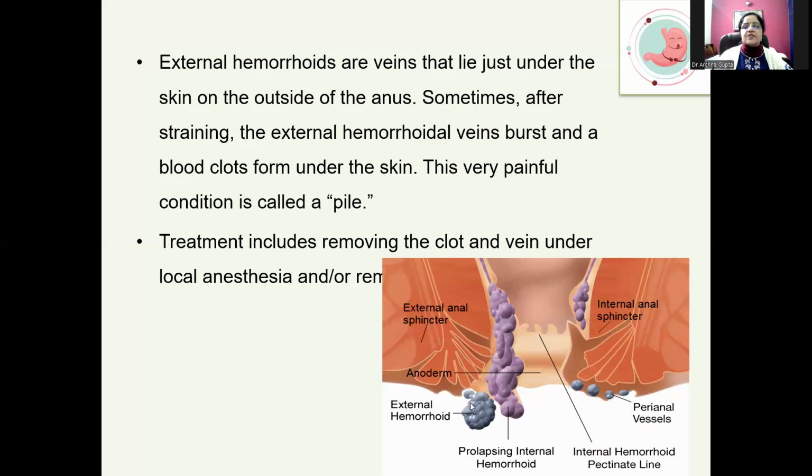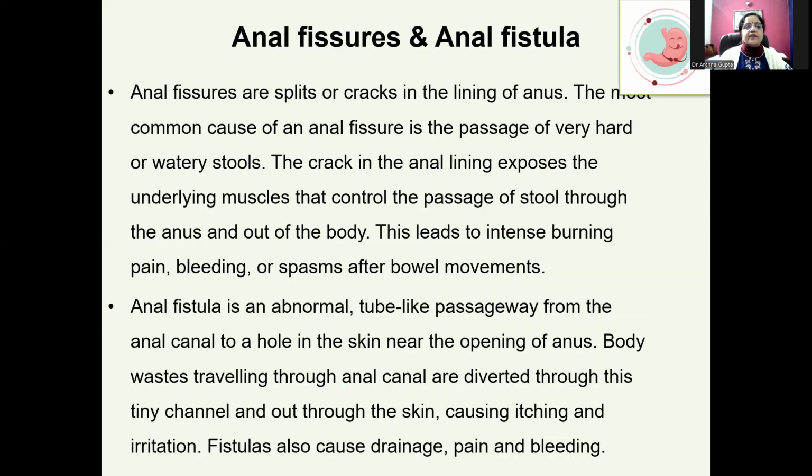As you can see in this picture also, clotting was there and external hemorrhoids have come outside the anus. Just a very small prolapse of internal hemorrhoids you can see, and the external hemorrhoid also you can see here in the picture. Next are anal fissures and anal fistula, very common nowadays because of constipation.